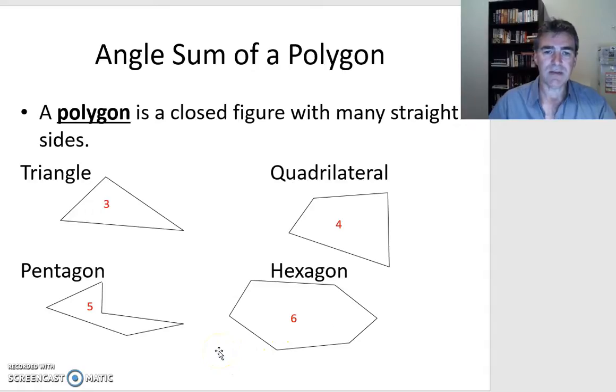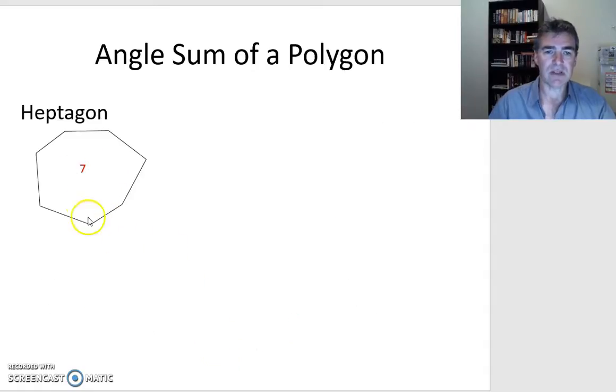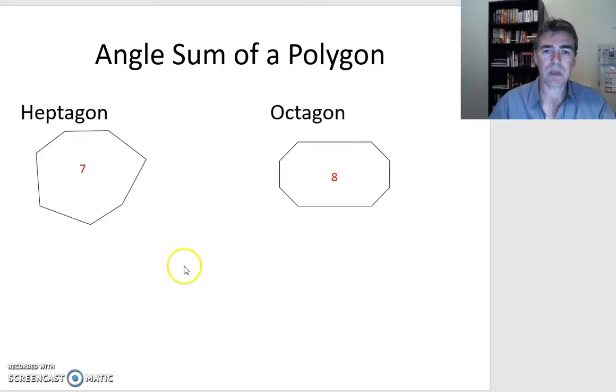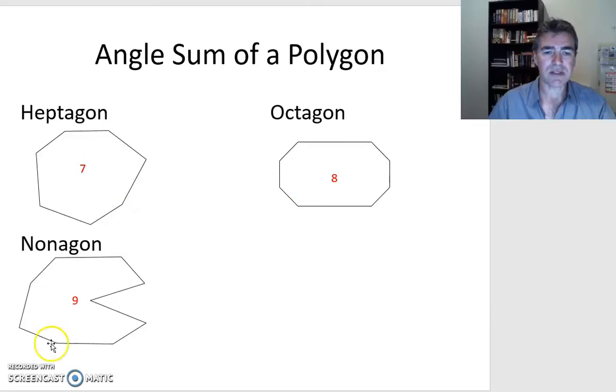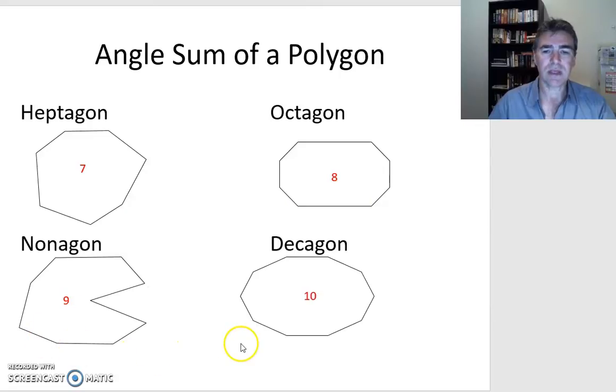So let's continue that. If it's got 7 sides, a heptagon. 8 sides, an octagon. 9 sides is a nonagon. And 10 sides is a decagon.